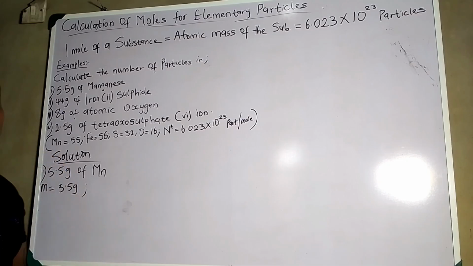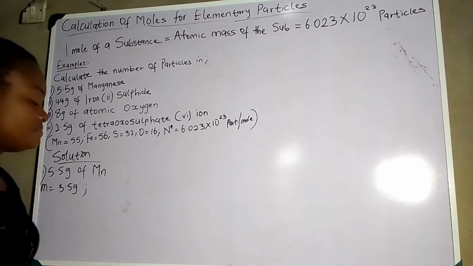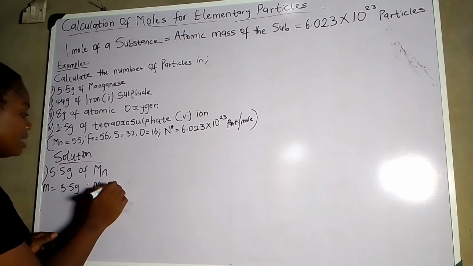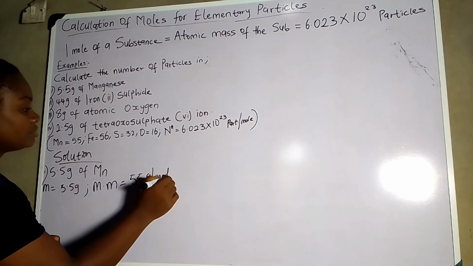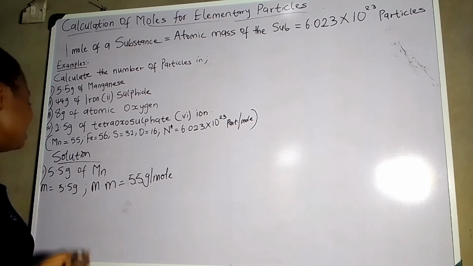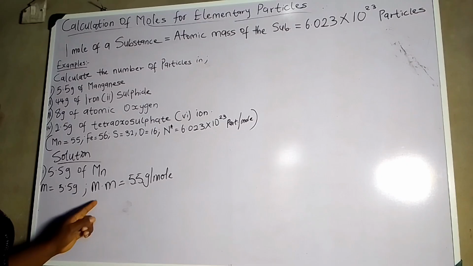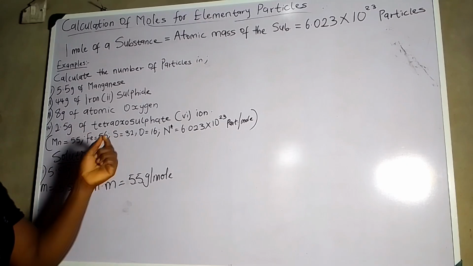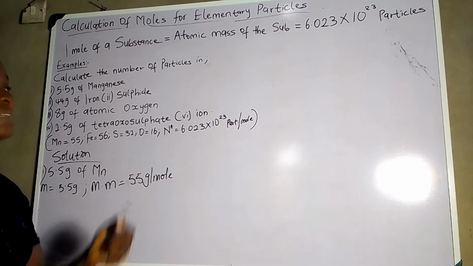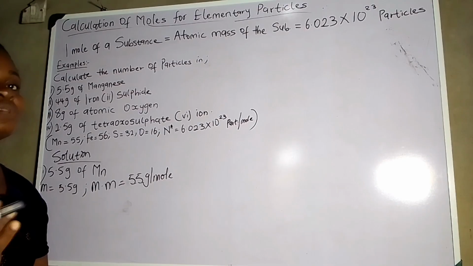Now, manganese is also in the bracket, which means that the molar mass or the atomic mass of manganese is also given, which is what? 55. So we say molar mass is equal to 55 grams per mole, okay? Now, what is missing here is simply the mole. And remember, we are using our mole to equate to the Avogadro's number because the question is to calculate the number of particles. So for us to get our number of particles, we must relate our moles to Avogadro's number.